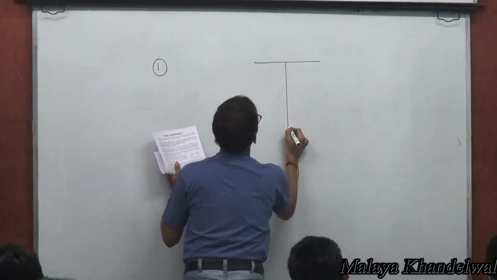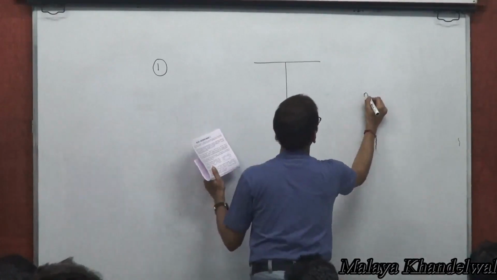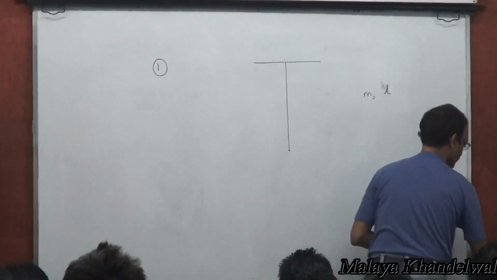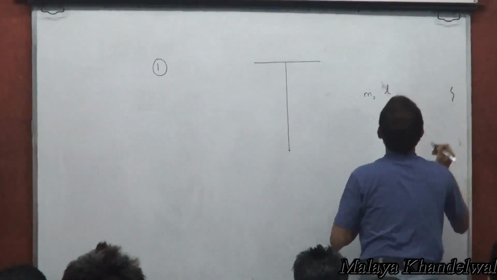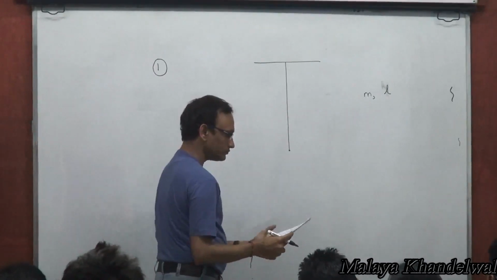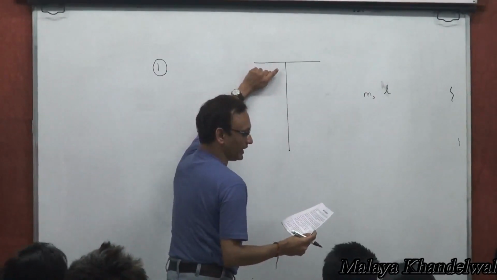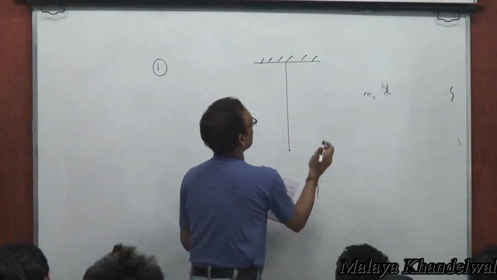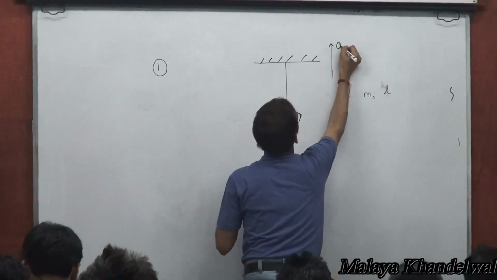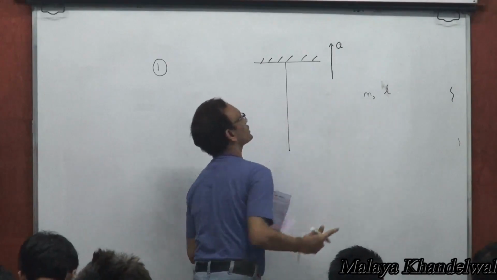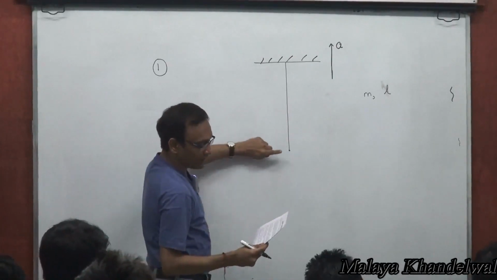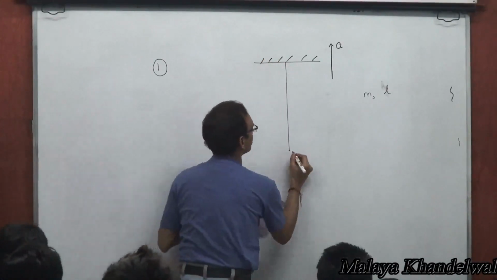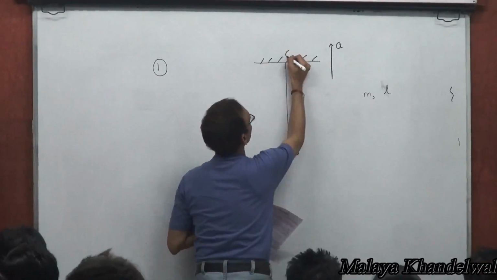We have the case of a uniform rope of mass m and length L hanging from an elevator ceiling. This is an elevator ceiling which is accelerating upwards with a constant acceleration a. We want to find the time taken by a transverse pulse to travel the whole length. That means to travel from, let's say, P to Q.